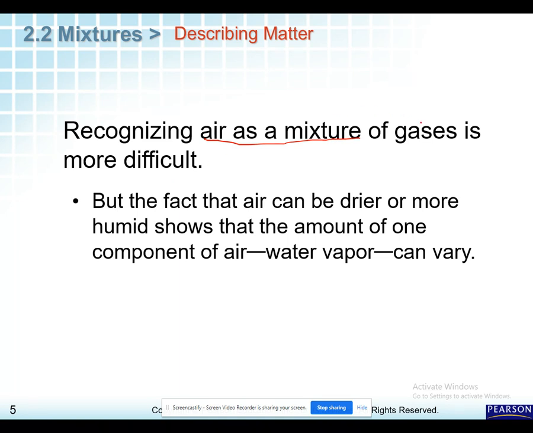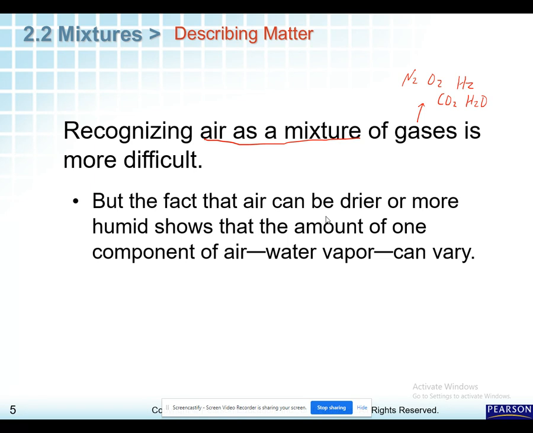It's a mixture of gases, so gases that are in the air can be nitrogen gas, oxygen gas, hydrogen gas, but even CO2, which is a compound. And the most important one we're going to talk about is water. So air can actually be dry. If you've ever been down to a desert, you get that dry air. That's because there's not that much water in the air.